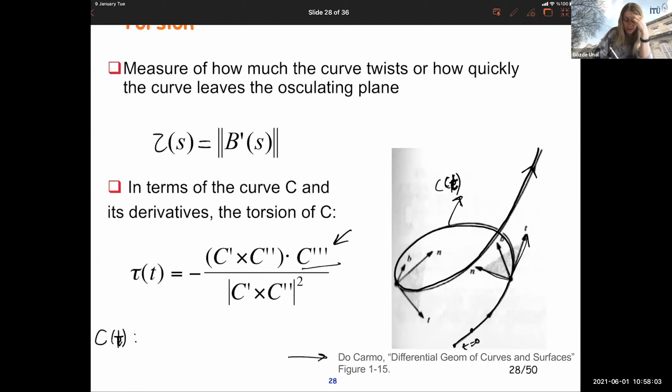T is, remember, from an interval in R, maybe a real interval [a, b], to, in this case, R3, which is C of P, a vector in R3. And I can take its derivatives. These will also be vectors, of course, because C itself is a vector function. So that's why I can take cross products, dot products, and things like that.